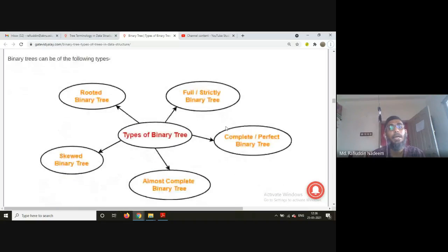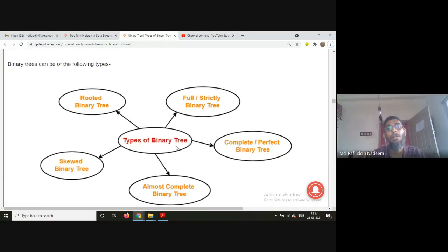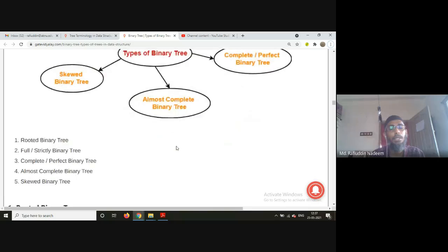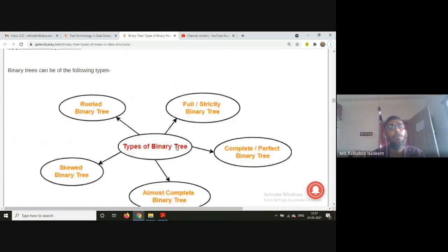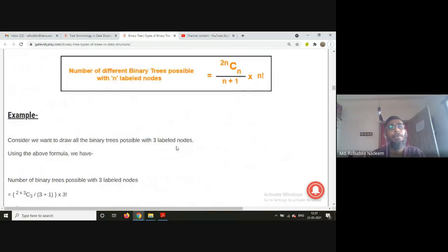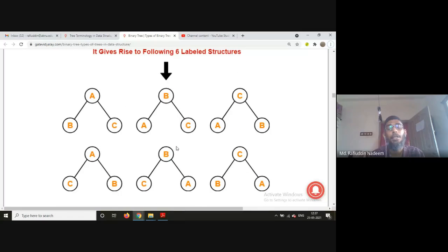Then we have different kinds of binary trees. Binary trees can be rooted binary tree, full binary tree, skewed binary tree, almost binary tree, and complete or perfect binary tree. From here onwards, I would like to discuss these in the coming class. So just get thorough with these definitions. We'll continue in the next class.